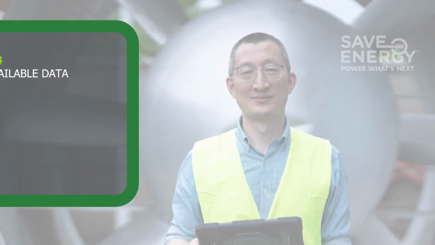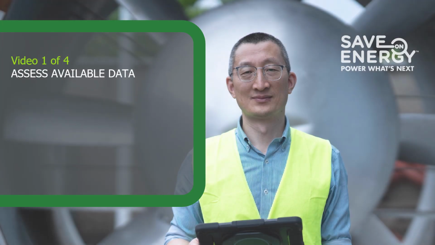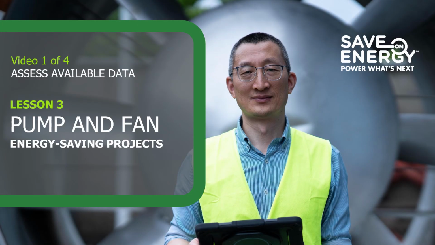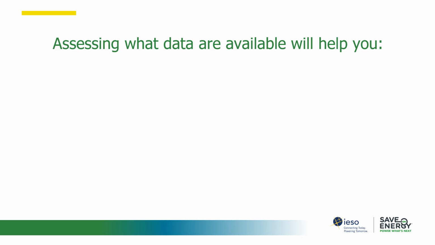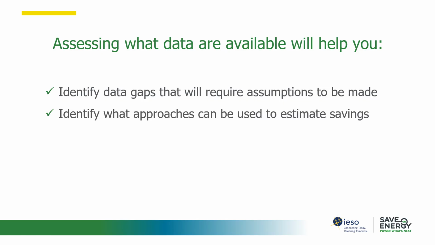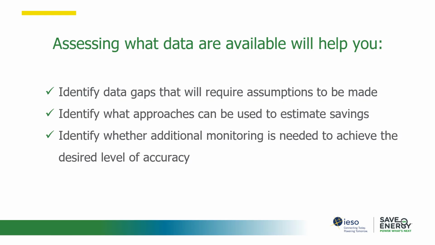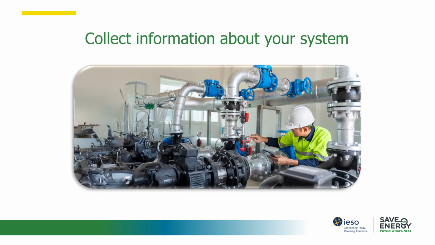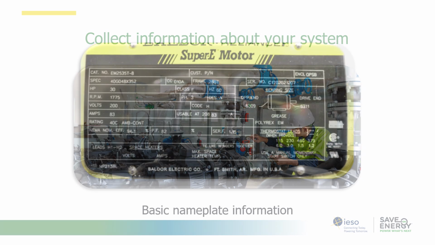In this video, we'll apply the first step of the structured approach to estimating energy savings for pump and fan energy-saving projects. Assessing what data are available will help you identify data gaps that will require assumptions to be made, what approaches can be used to estimate savings, and whether additional monitoring is needed to achieve the desired level of accuracy. The first step is to collect information about your system, starting with nameplate data.